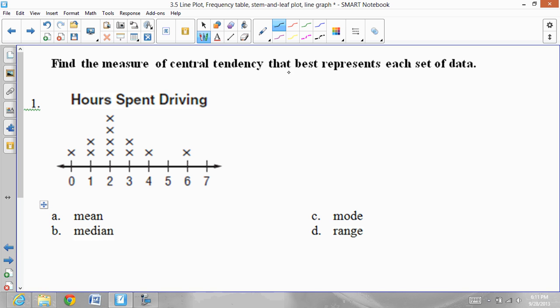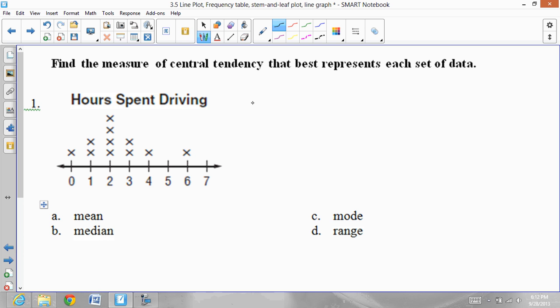The measure of central tendency usually talks only about three things: the mean, median, and the mode, which is the three M's. And the range is actually called the measure of variability. So in this case, they are asking you which is the best representation. So let's focus on this question.